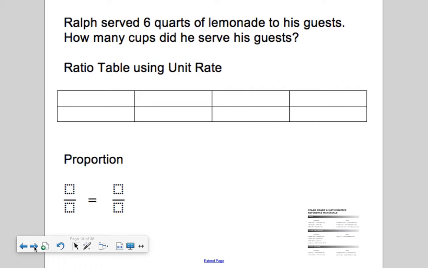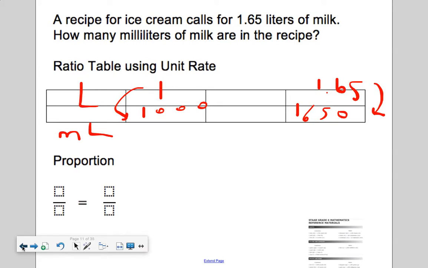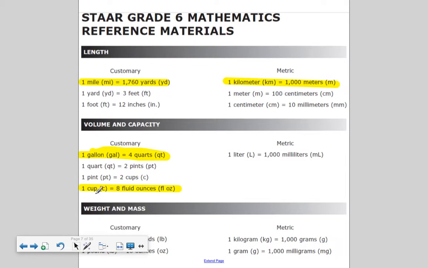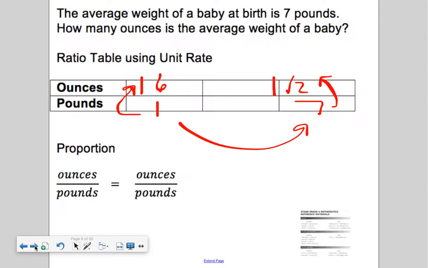Ralph served 6 quarts of lemonade to his guests. How many cups? If I go back to my measurement chart, what does it say about quarts and cups? Nothing. So this is called a double conversion. Some people do not like this, but you will have to convert twice. 1 quart has 2 pints. Each pint has 2 cups.